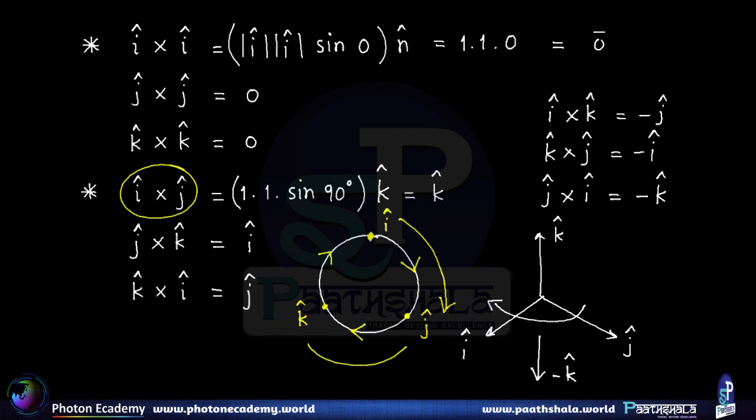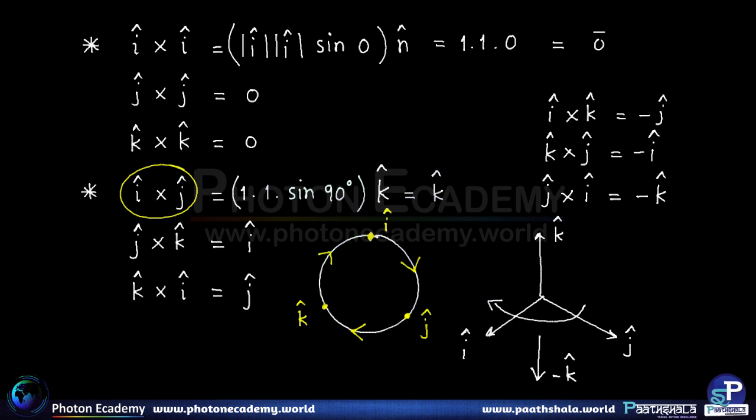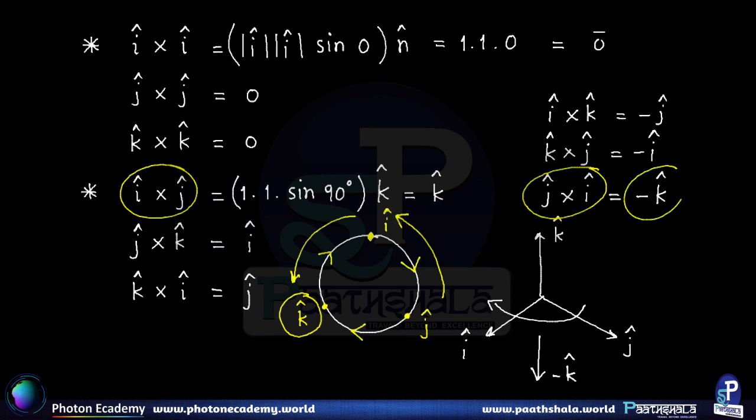On the other hand, suppose we want to go in the opposite direction, that is, suppose we want to do j cross i. You see here, while going from j to i, we are going in the opposite direction of the original arrow. So therefore the answer will be the negative of the remaining third vector. Right? So therefore the answer is minus k cap. So in this way we can easily remember the cross products of fundamental unit vectors.